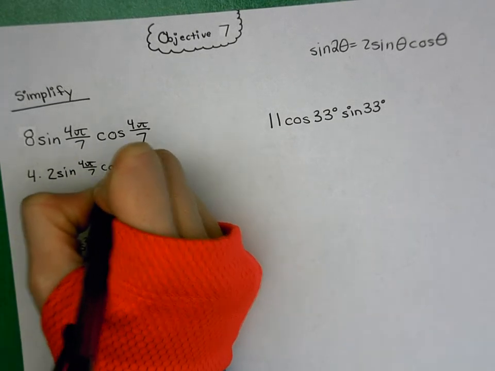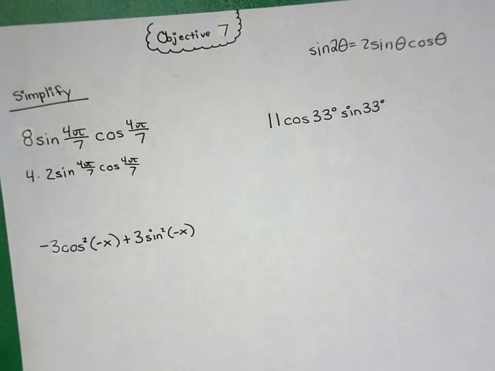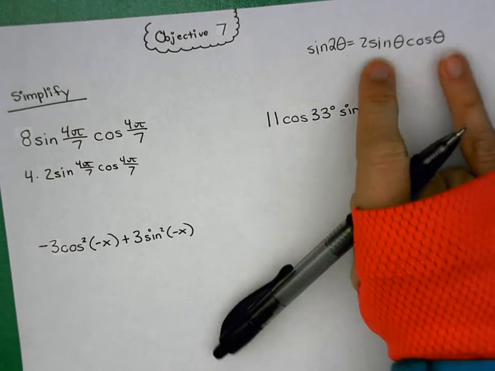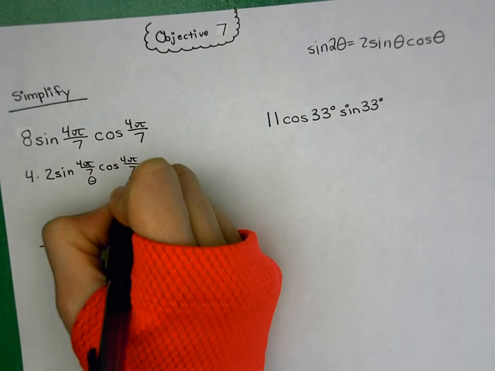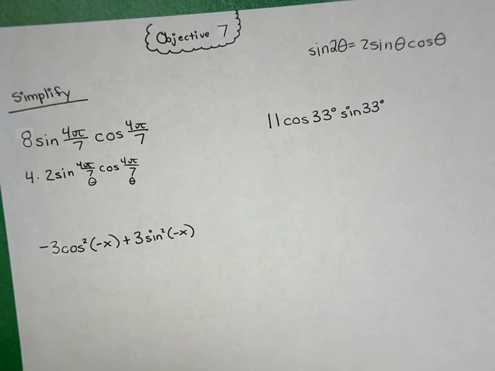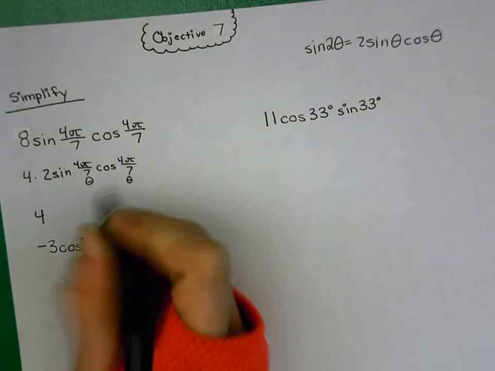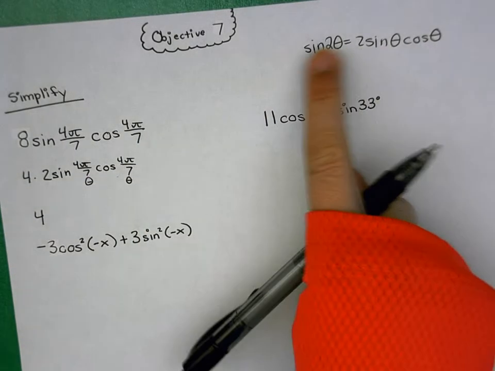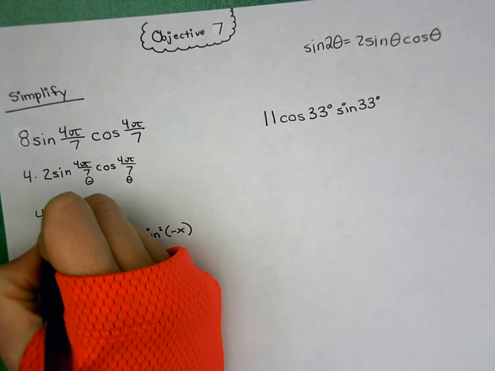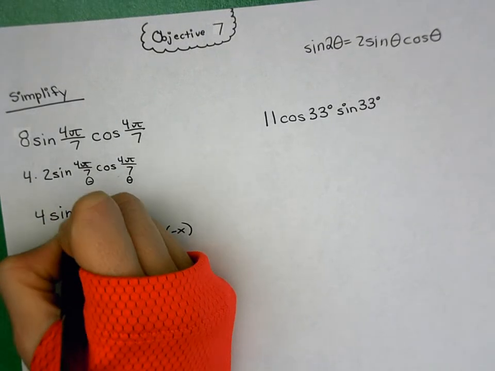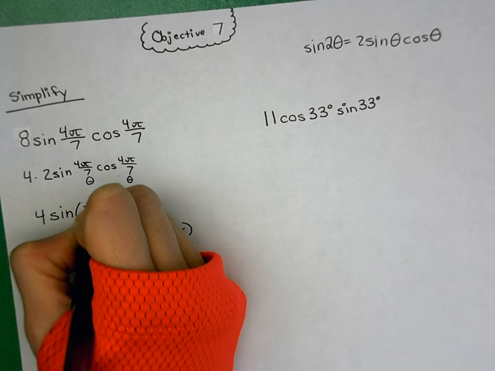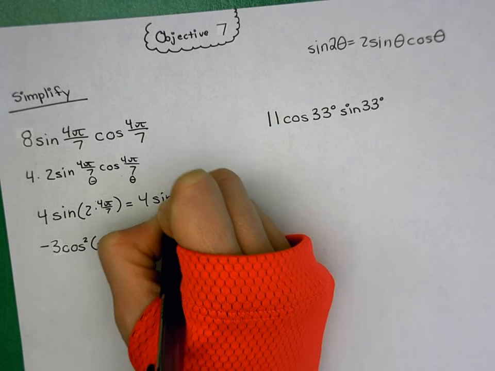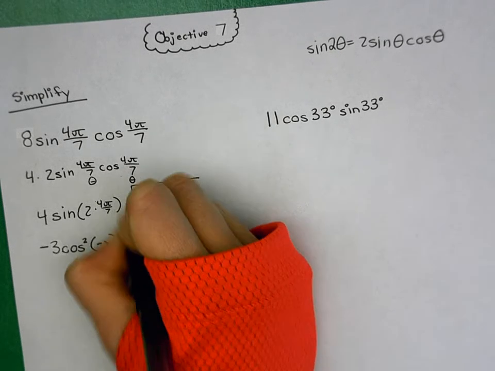Right? And now it matches to sine theta cosine theta, so my theta is 4 pi over 7. The 4 is just going to be a coefficient, so it's just going to hang out. And 2 sine theta cosine theta equals sine 2 theta. And so this is equal to sine 2 of my thetas, 4 pi over 7, which is 4 sine of 8 pi over 7. I cannot simplify this one, so that's my answer.